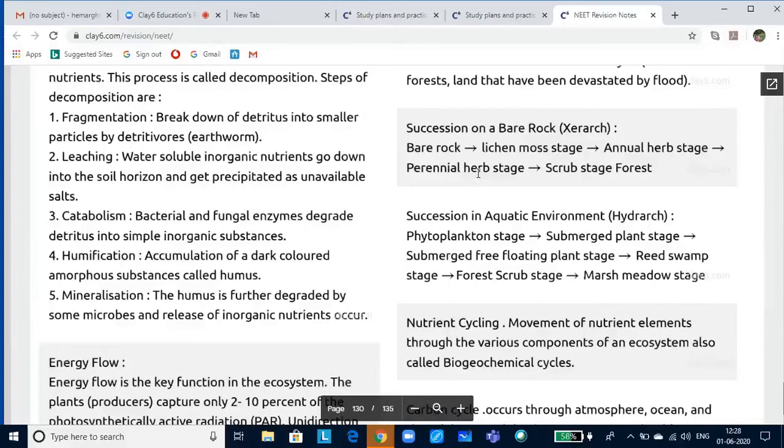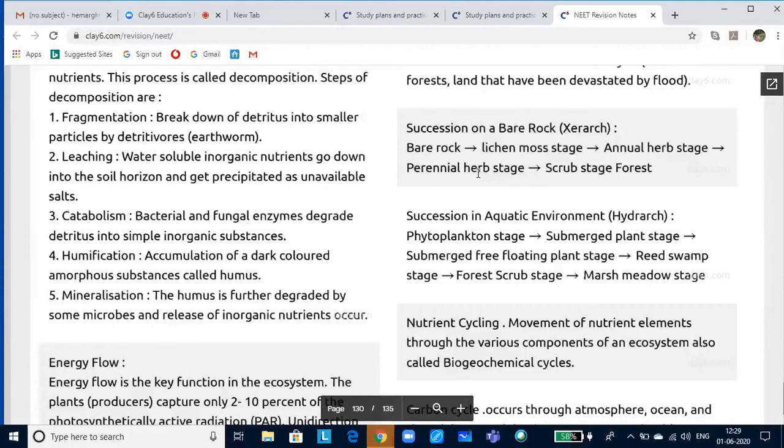Humification and mineralization occur together during decomposition. Humification leads to accumulation of a dark colored amorphous substance called humus. Humus is highly resistant to microbial action and undergoes extremely slow decomposition. It serves as a reservoir of nutrients, minerals and available nutrients in the soil.